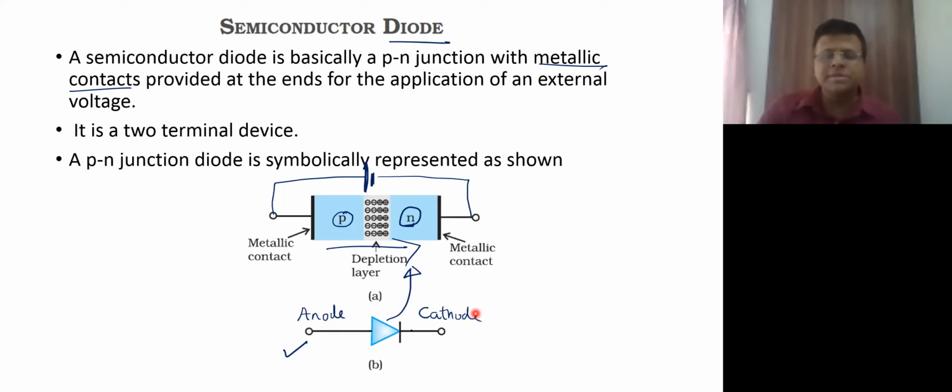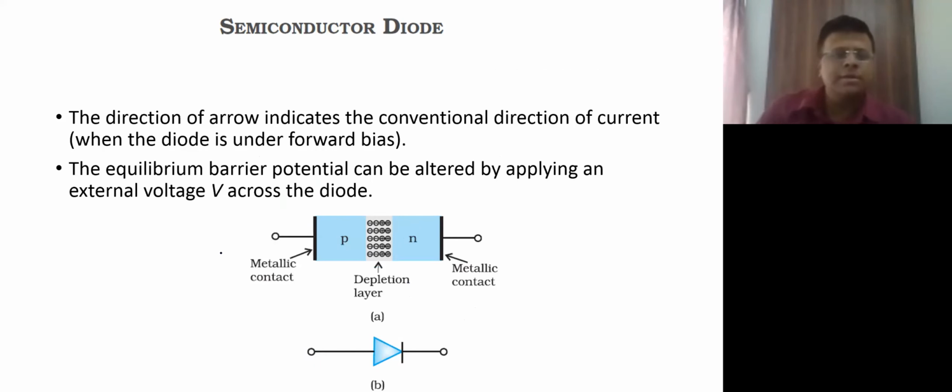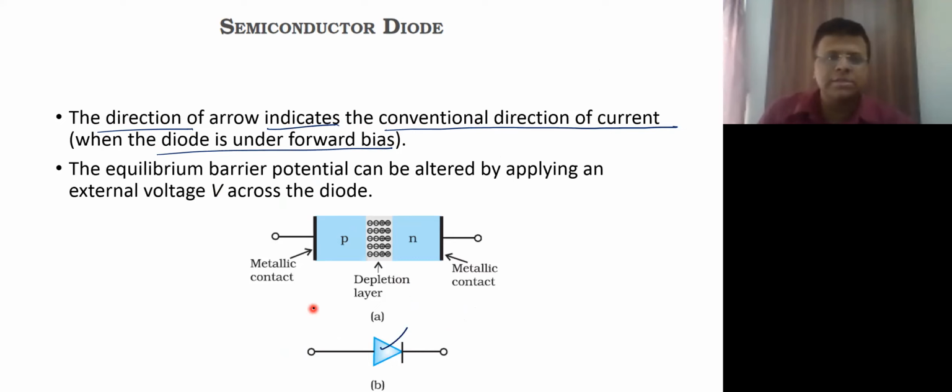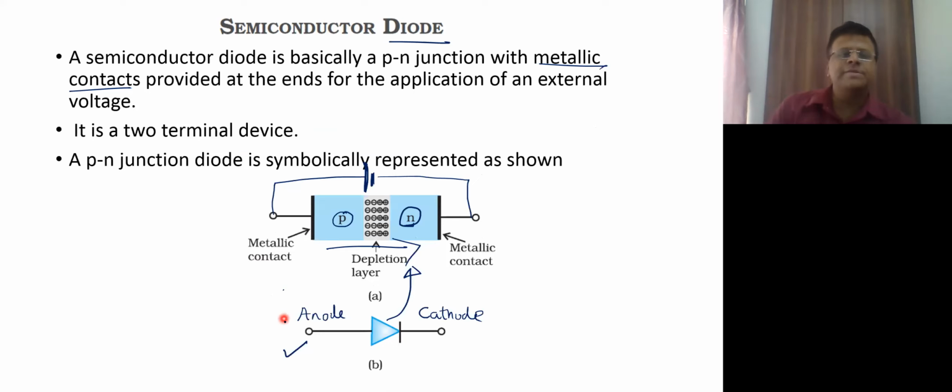How do you remember this? We will see that a little later. As I have told you before, the direction of this arrow mark is basically indicating the conventional direction of current when the diode is forward biased. So that is what this arrow mark indicates. Show the previous slide. Okay, so that was the previous slide.